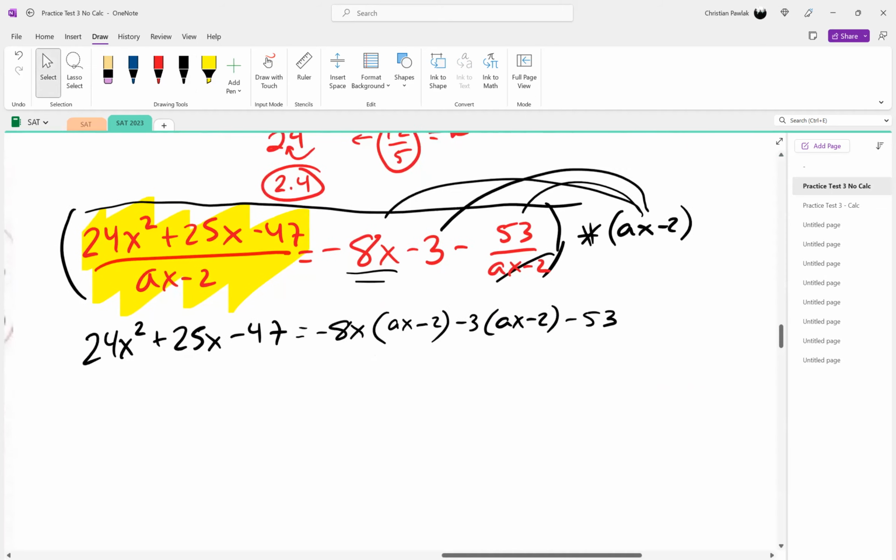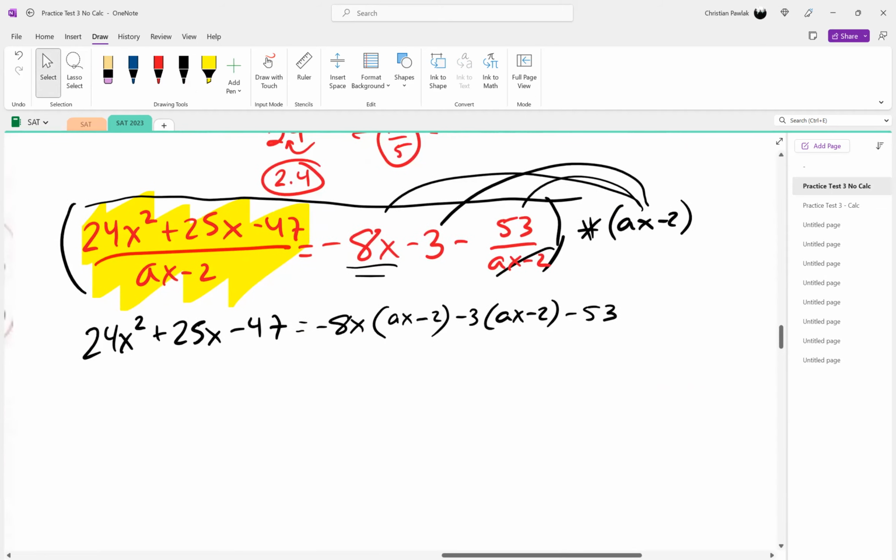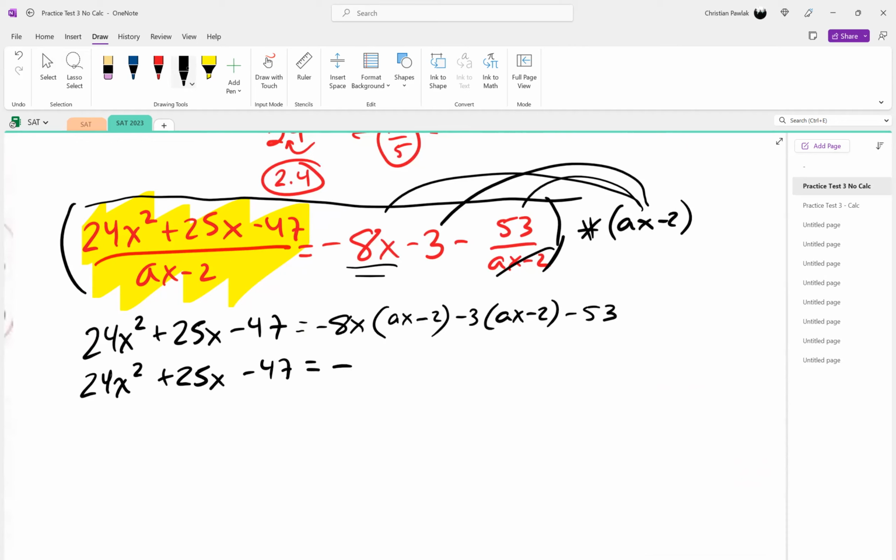Okay, so if I distribute everything that I just had, let's see what I get. 24x squared plus 25x minus 47 is equal to negative 8ax squared plus 16x minus 3ax plus 6 minus 53.